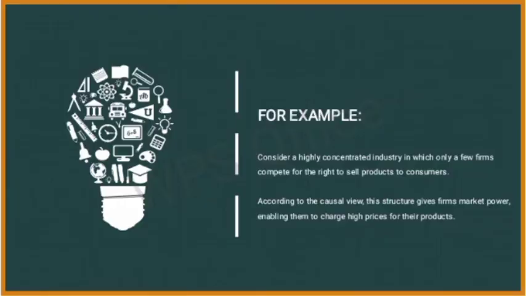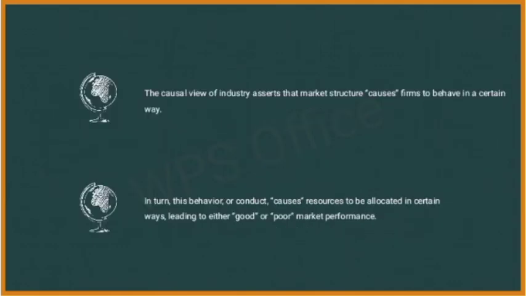For example, consider a highly concentrated industry in which only a few firms compete for the right to sell products to consumers. According to the causal view, this structure gives firms market power, enabling them to charge high prices for their products.